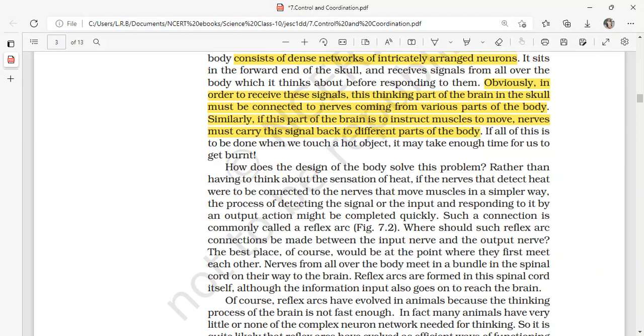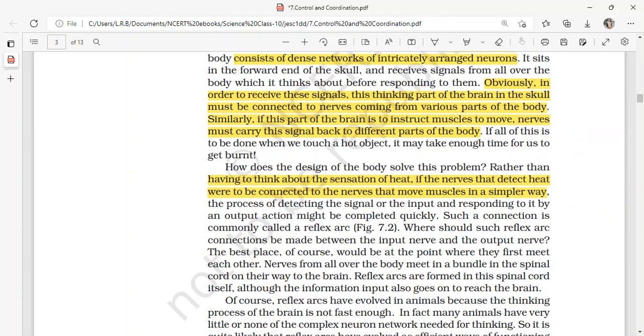It is just like local bodies: instead of writing a letter or mail to the chief minister of a state, the local collector solves the problem. It solves the problem in a very short span compared to the long process of reaching the capital city and coming back with a reply letter, isn't it? So the body solves this by connecting the nerves that sense heat to the muscles in a simpler way, like taking a shortcut path.